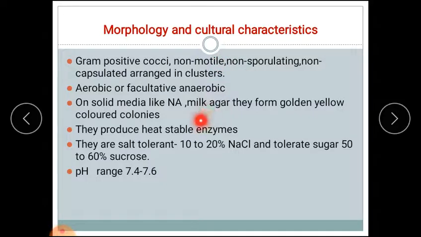What are cultural characteristics? When you grow the organism on media, like nutrient agar or milk agar, they will form which color colony? Golden yellow colored colonies. Another character is they produce heat stable enzyme. They can tolerate salt of 10 to 20% concentration NaCl and tolerate sugar of 50 to 60%, especially sucrose. The pH range for this organism is 7.4 to 7.6.